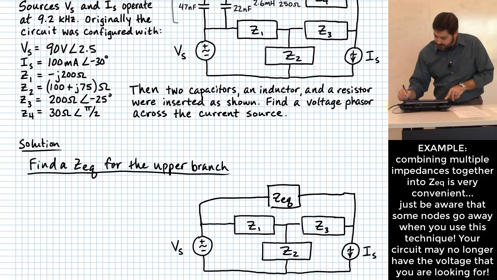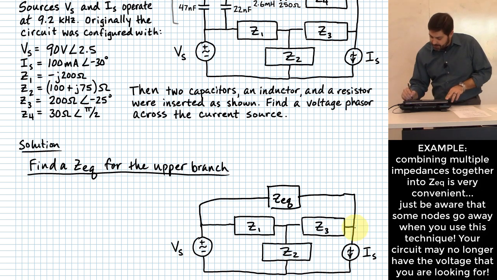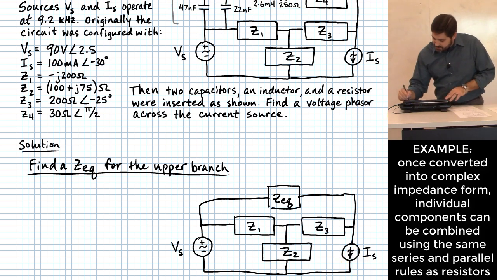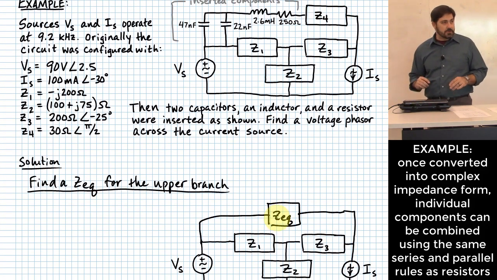So that's a key point there: if you end up losing one of the key points that you need to find, that's sometimes not a good idea to try to do an equivalent impedance altogether in those cases. But what I'm trying to find is the voltage across the current source, and so that didn't go away as a result of me combining these into an equivalent impedance. All right, what do you think might be next? I need to find that ZEQ up there. So what's maybe my first step toward finding ZEQ?